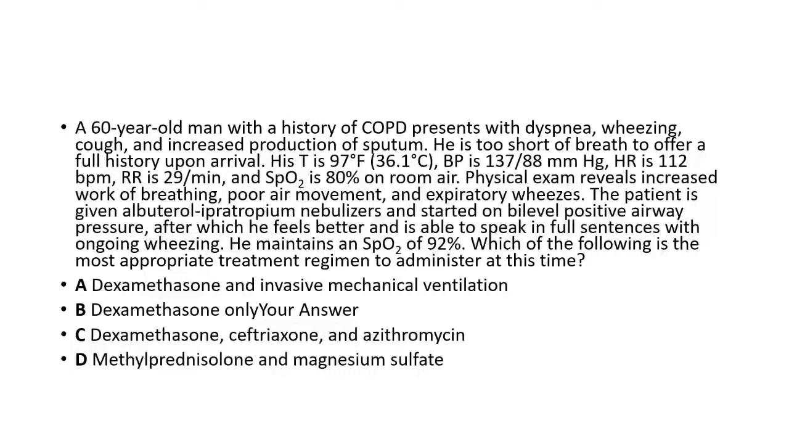A 60-year-old with COPD, dyspnea, wheezing, cough, increased sputum production. He's too short of breath to talk to you. He's afebrile, good pressure, he's tachycardic, decently tachypneic, and his SpO2 is 80%. Increased work of breathing, poor air movement, he's wheezing everywhere. You give him the DuoNeb, he's on BiPAP, and he feels better. He's maintaining an O2 of 92%. So what's the most appropriate treatment regimen to administer at this time?